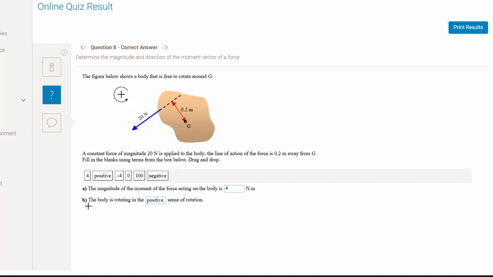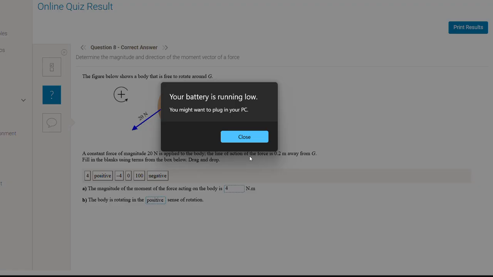Next thing, the body is rotating in the positive sense of direction. Why? Because the force is directed so that it's going to move this direction, which is counterclockwise, which is positive. You just need to imagine it.